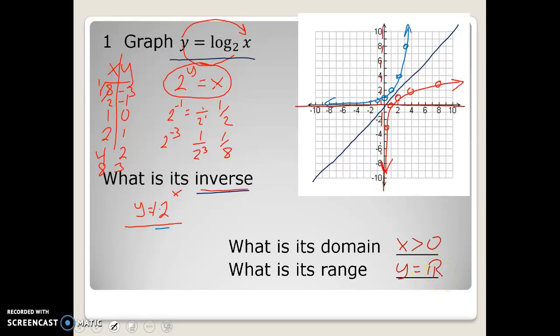And so there's a key here. The base here is 2, and I want you to see how these graphs line up with a base of 2.